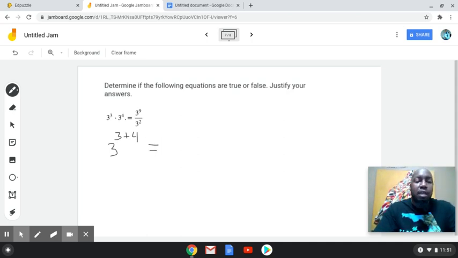Looking on the right-hand side, this is 3 to the ninth power divided by 3 to the second power. This is the quotient property. So when you have two bases that are the same and they're being divided, then you subtract the exponents. So this is the same thing as saying 3 to the ninth power minus 2.